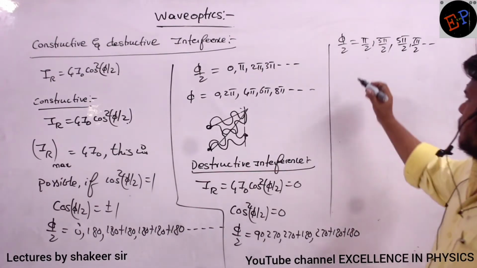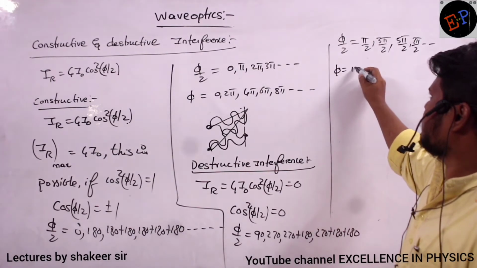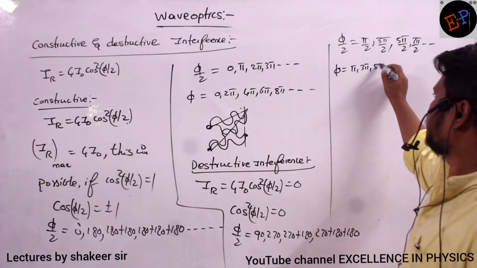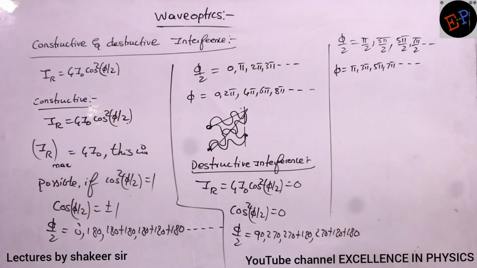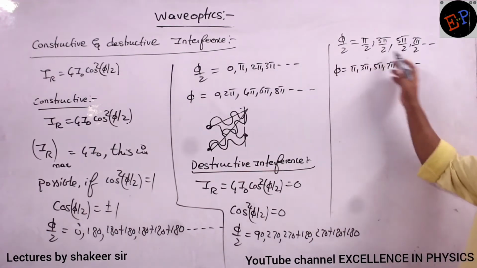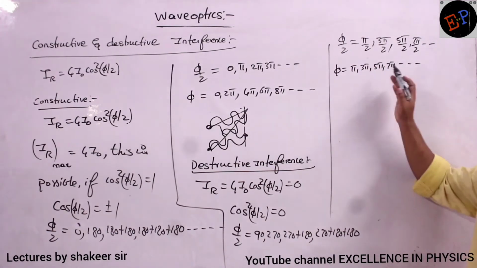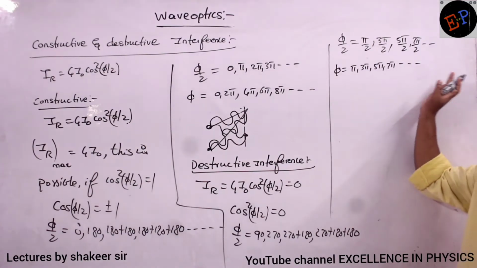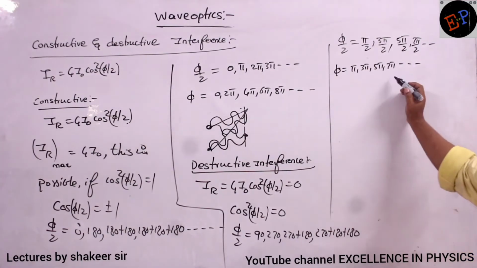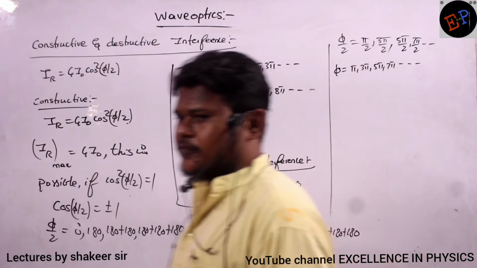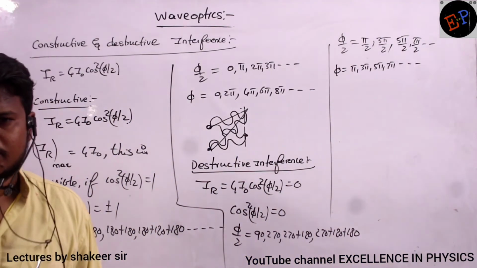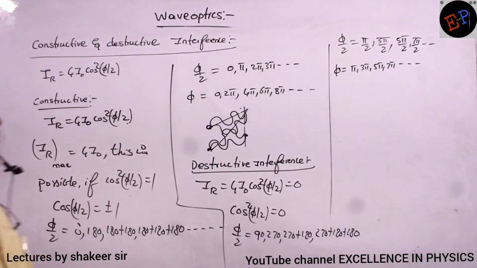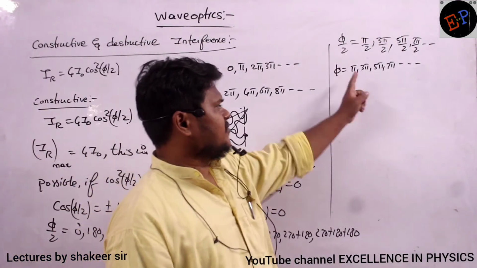So what is the phase difference? Phase difference is pi, 3 pi, 5 pi, 7 pi. It goes on like this. Pi by 2 values are these, so pi values will be pi, 3 pi, 5 pi, 7 pi. So if the phase difference is an odd multiple of pi, then definitely the waves will interfere destructively, and you can see a dark band on the screen. Now can you say what is meant by phase difference of pi?